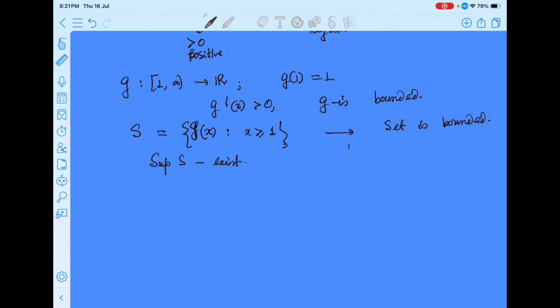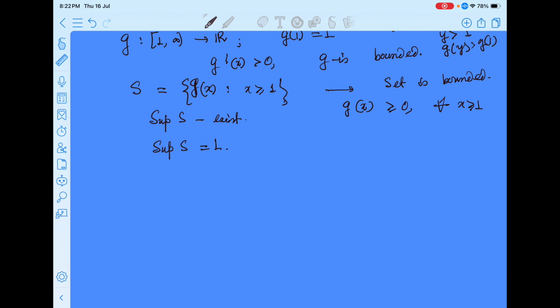And note that g(x) is greater than or equal to 0 for all x greater than or equal to 1, because g(1) is 1 and g prime of x is strictly bigger than 0. So for all y strictly greater than 1, we have g(y) strictly greater than g(1). All right, so the supremum exists. Let's say the supremum of S equals L. So we will show that the limit as x tends to positive infinity of g(x) equals L. This is our claim.